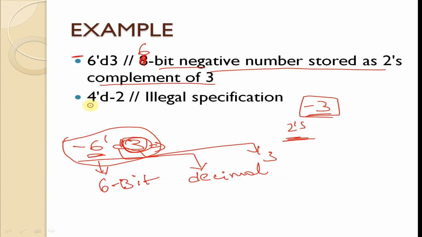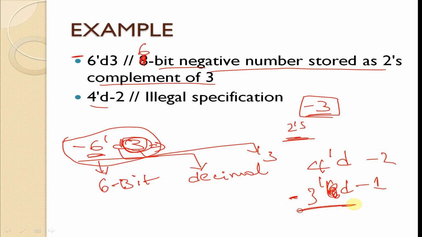We cannot declare 4 tick decimal minus 2. It is illegal. Or 3 tick decimal minus 1, like this. Here, the minus symbol should be in front of the size. Then only it is legal. So this is the negative number representation. Is this clear for everyone?